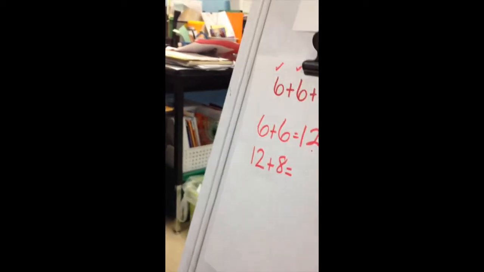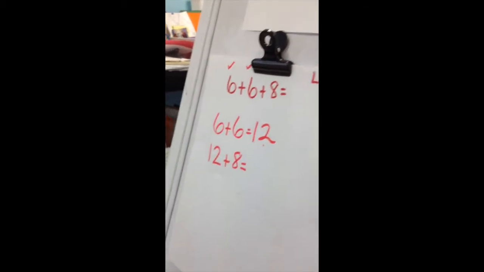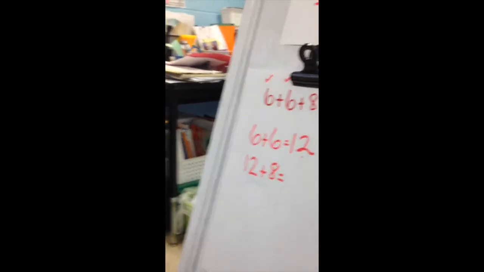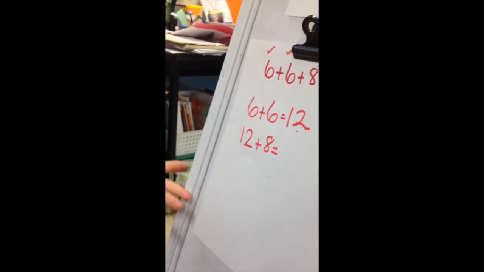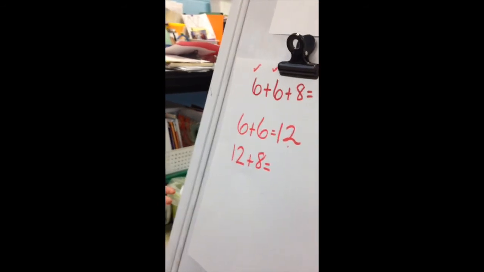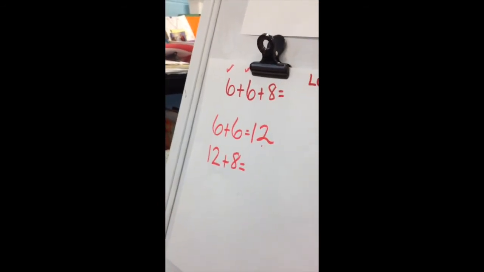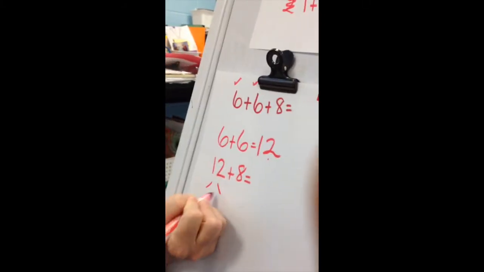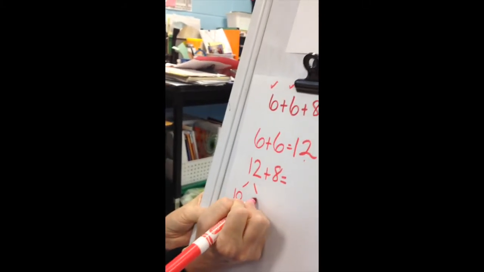But I don't see a 2 up there. Oh, where's the 2, AJ? Where's the 2? Where's that 2, AJ? It's in the 12. He broke it into a 10 and a 2.